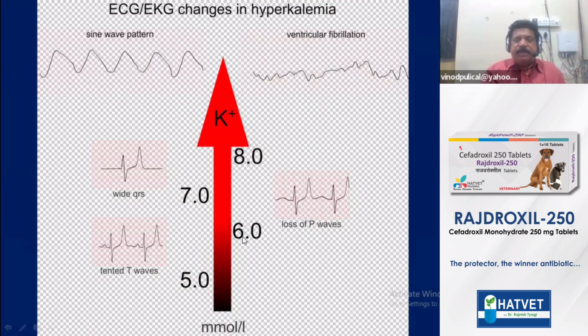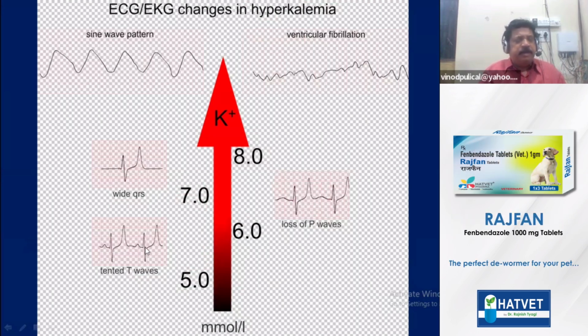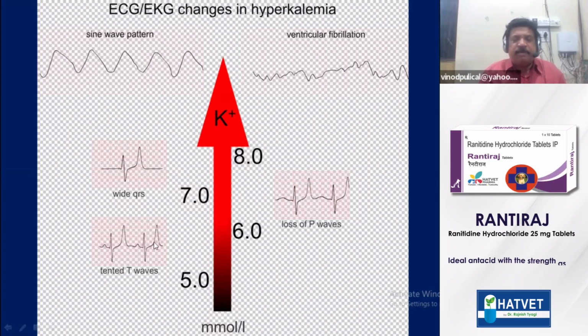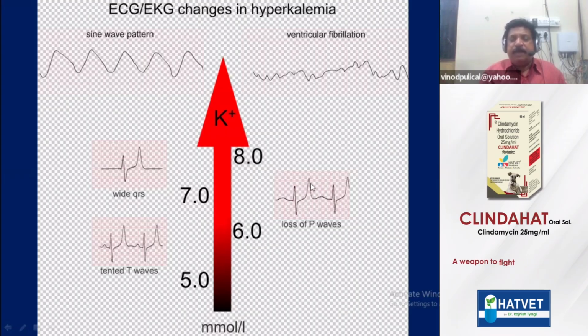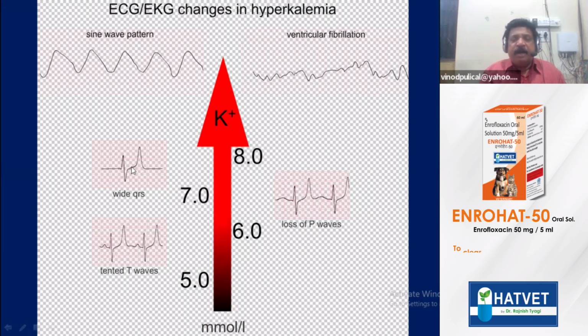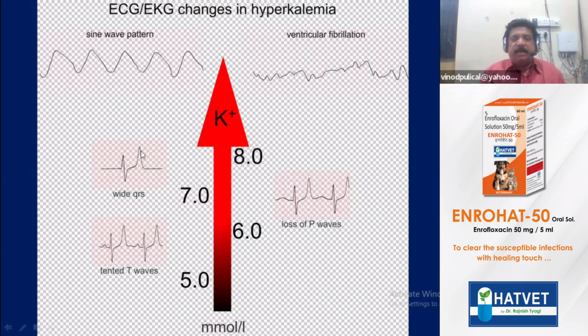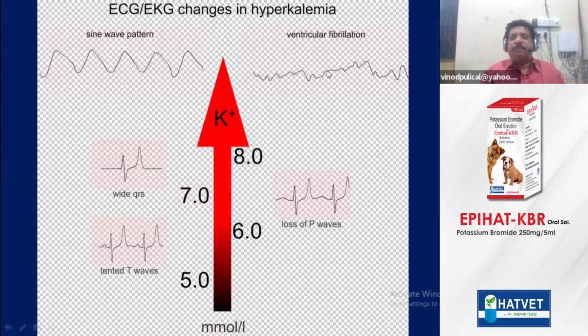See this normal. When it becomes 6 millimoles per liter, we can see the loss of P waves here, or slight depression of the P waves, or slight tenting of the T waves. When it becomes 7 millimoles per liter, there is too much tenting of the T wave, peaked T waves, along with shallow P waves. When it becomes 8, there is complete absence of P waves with abnormal wide QRS complex and tented T waves. And when it goes above 8, there is a sine wave pattern, ventricular fibrillation, etc. can occur, then cardiac arrest.